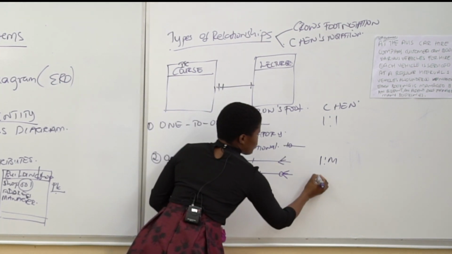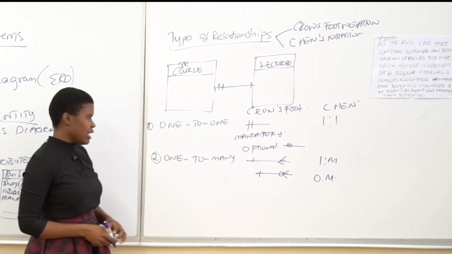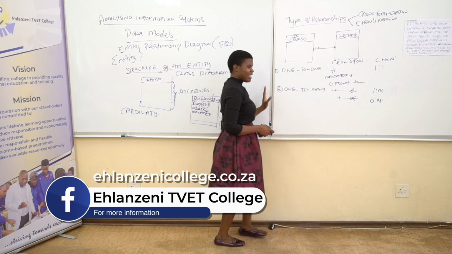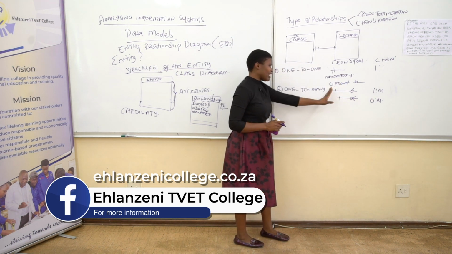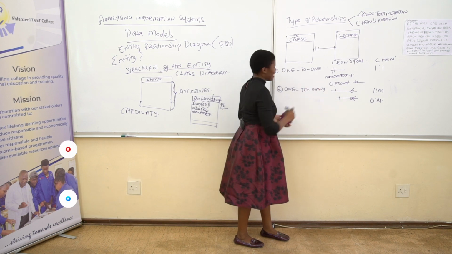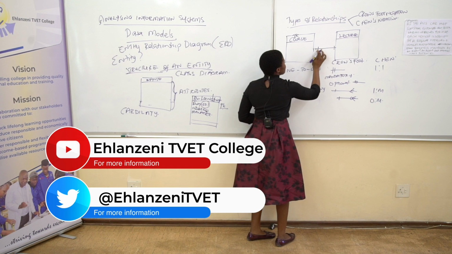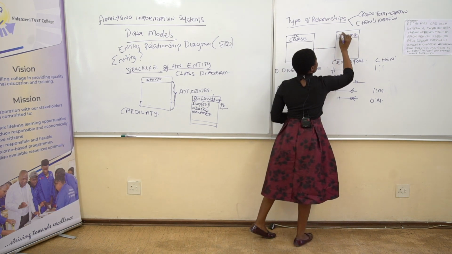And this side is going to be a 0 to many. This side represents the relationship where it's moving from, and this part represents the relationship where it's going. The one must be there because we are moving from this side to that side. Okay, if you're going to represent this, let's change this one to a student.